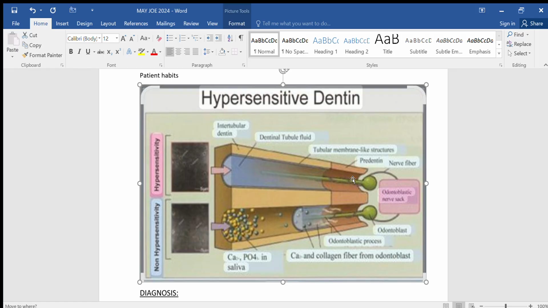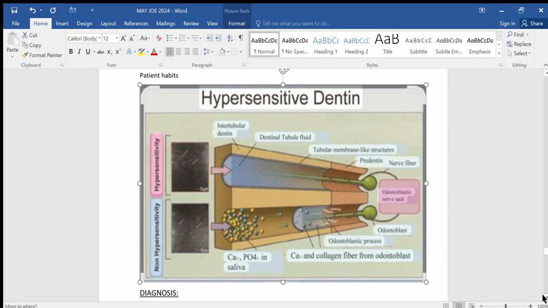Stimuli such as cold, air, evaporation, dehydration, and osmotic pressure cause fluid to move outward, causing more pain than inward movement. So this is the theory that explains the basic pathogenesis of dentin hypersensitivity, the most accepted theory.